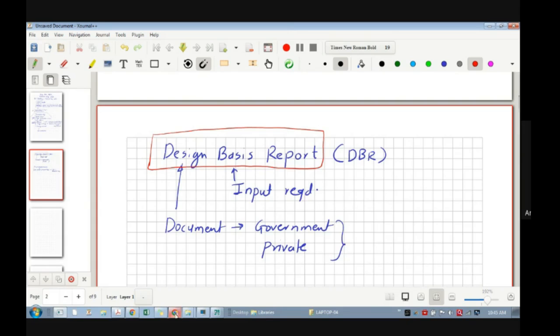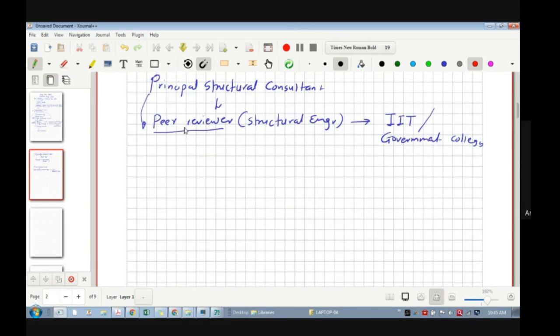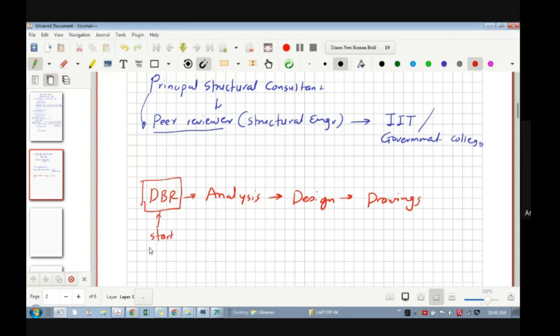Now let's go to the design basis report. Once we prepare this design basis report, so DBR is the first stage, then we do the analysis in the software, then we do the design in the software, and then we prepare the drawings in the software. Okay. And that's why this is a very important document. This is the start of the project. From the structural engineer's point of view, this is the start, and the drawing is the end.